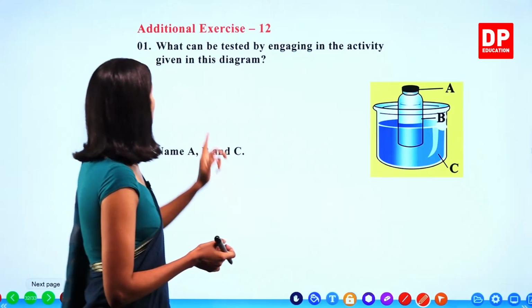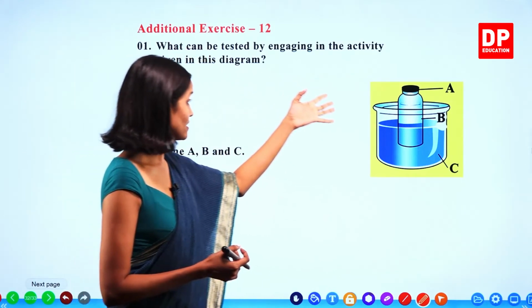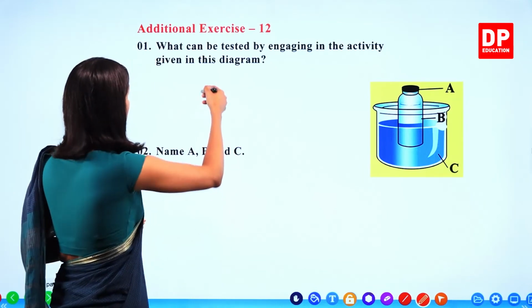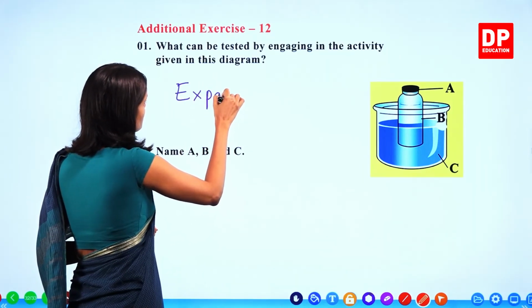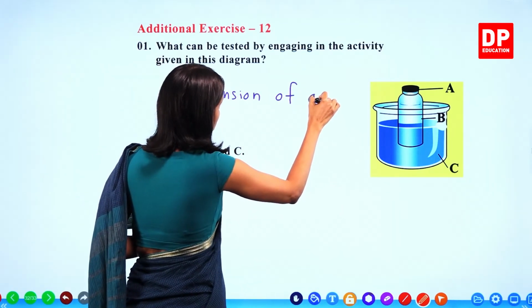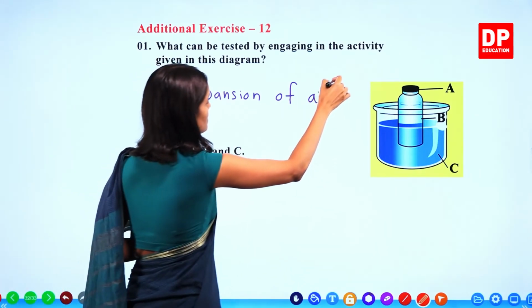Okay. What can be tested by engaging in the activity given in this diagram? We can test the expansion of air or gases, right? Expansion of air, right? Or gases. I'll write that.